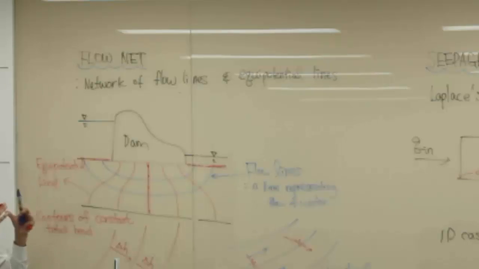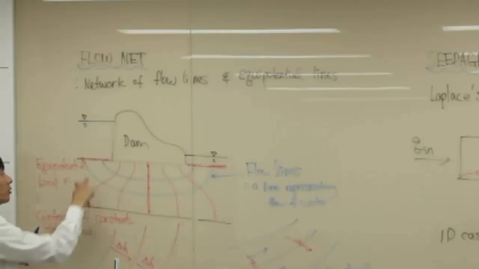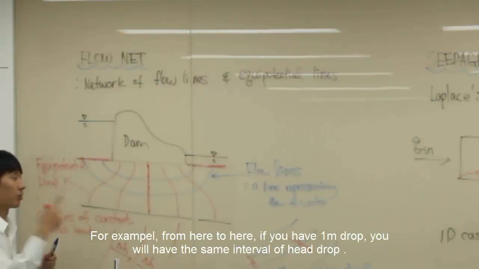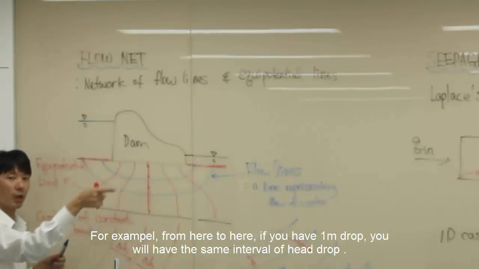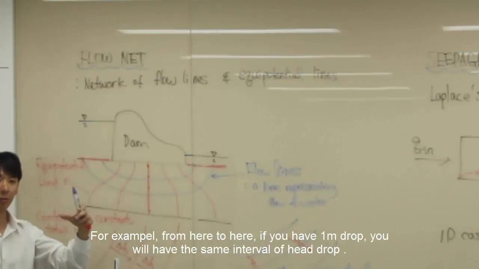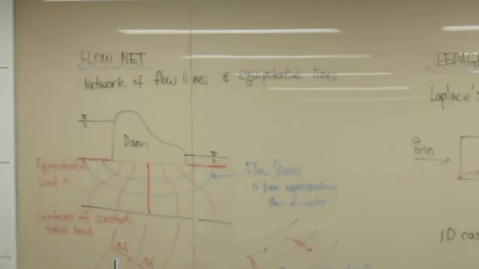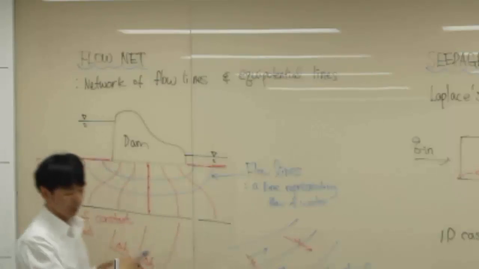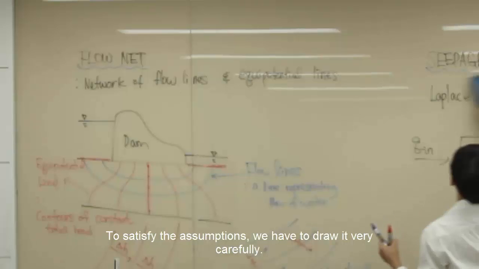And that head drop or head loss will be the same across each equipotential line. For example, from here to here, you have a 1 meter drop, and the next drop will also be 1 meter. And after that, you have the same interval for the head drop or head loss. Okay? So to satisfy this assumption, we have to draw it very carefully.